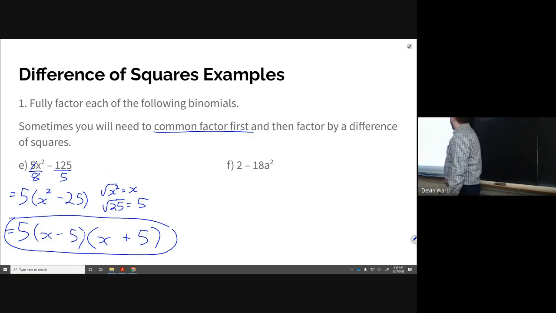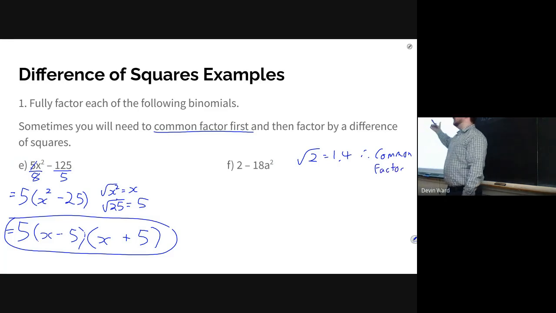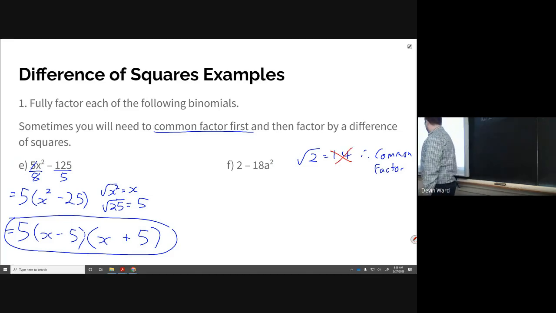Okay, now F, we have to common factor again because square root of 2 is like 1 point something. Is it 1.7 or 1.3? Something like that. 1.4. So square root of 2 equals 1.4. So therefore, common factor. Okay, I think 18 would also be a decimal. Okay, but we can't have decimals.